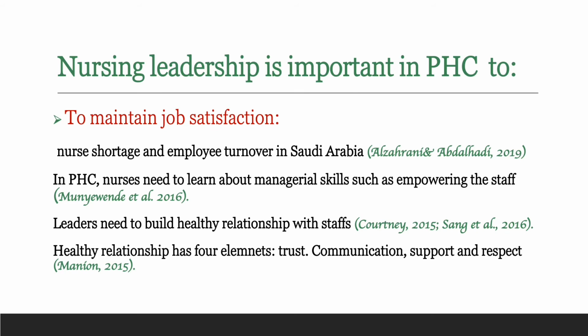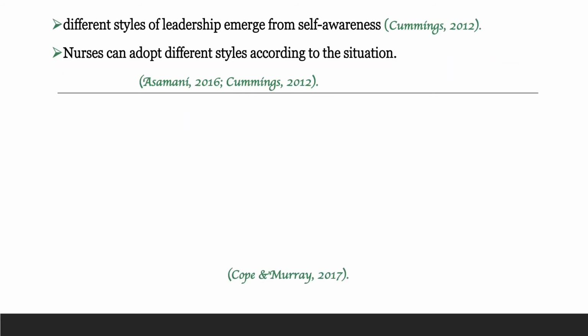Another skill needed is the ability to build healthy relationships with subordinates. The harmony between the leader and the staff is a hallmark of effective leadership. Trust, excellent communication, respect, and support are the key elements to have a good connection with your followers. Let us move to the last part.